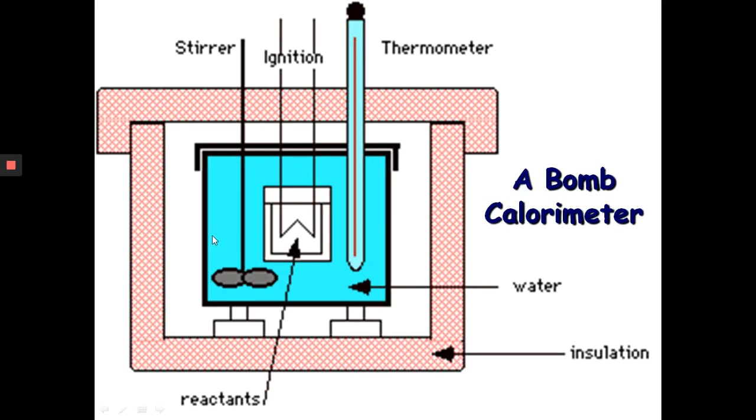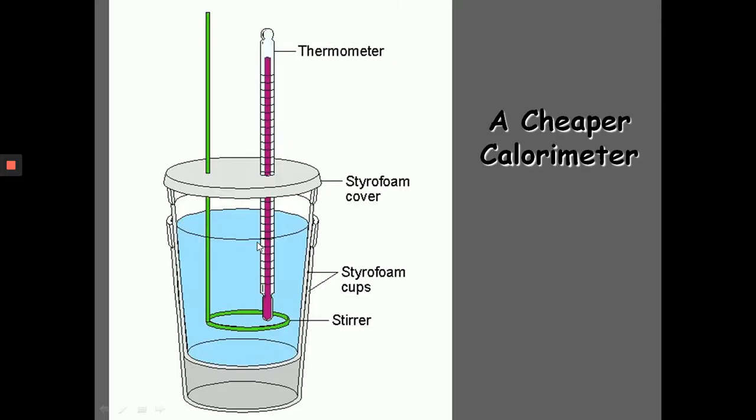This is a sample bomb calorimeter, and this is what we use to calculate how much energy is transferred from one system to the other. We actually use this cheap calorimeter as a lab, but we unfortunately can't be doing that right now. But this is typically what's done for the calorimetry lab.